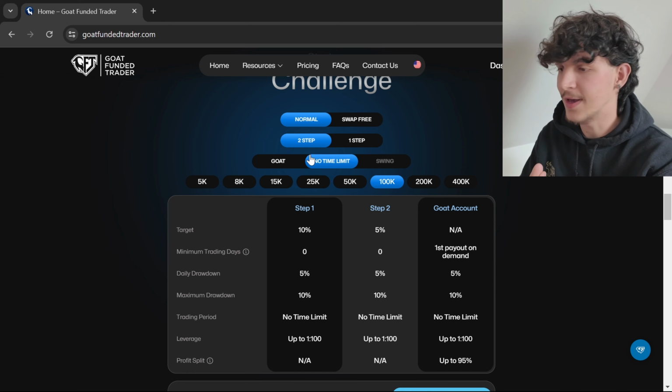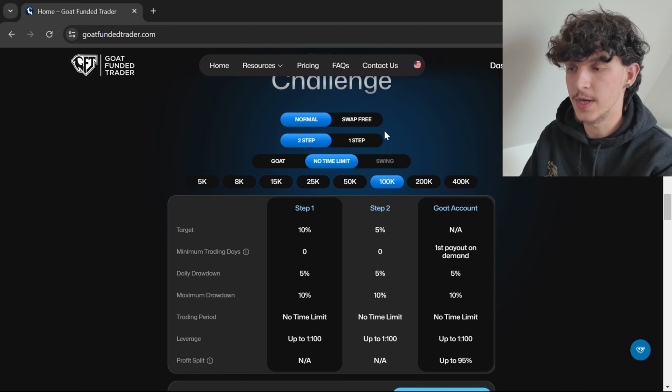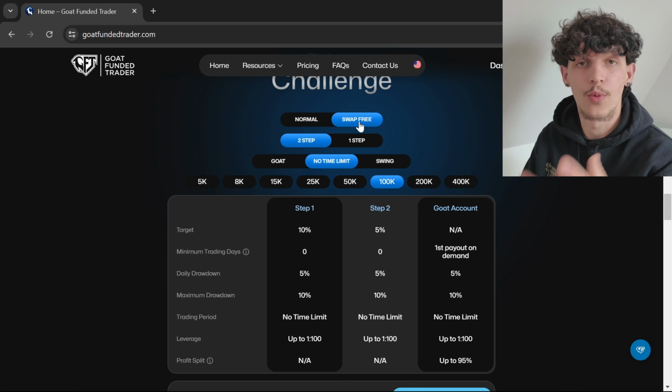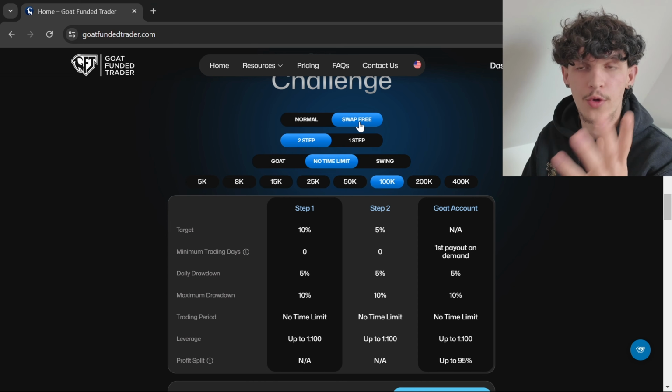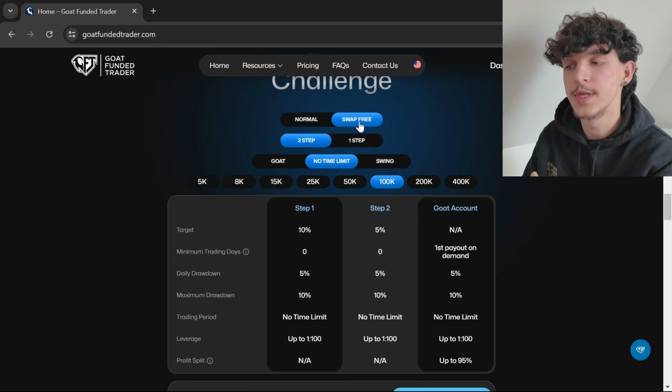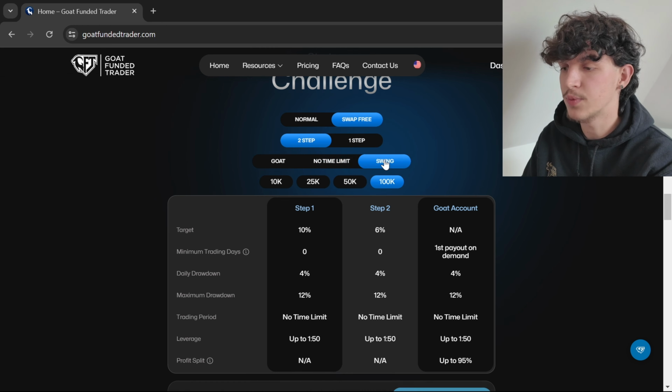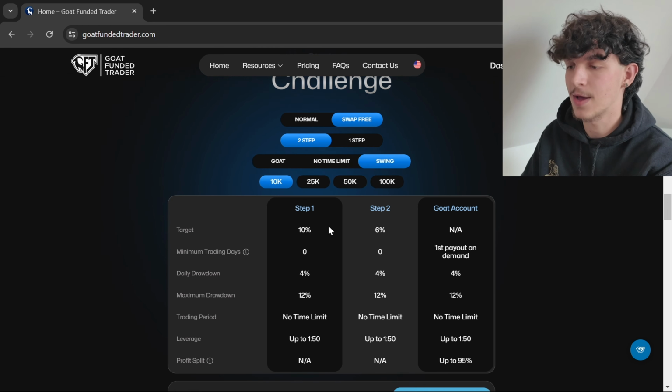The next stage that we have is go, no time limit, or swing. Swing is only allowed on the swap free. So if you're more of a swing trader, I'd go swap free, go two step or one step, and then I'll go for the swing trading. So let's break that down right now. Let's do a 10K account challenge, okay?